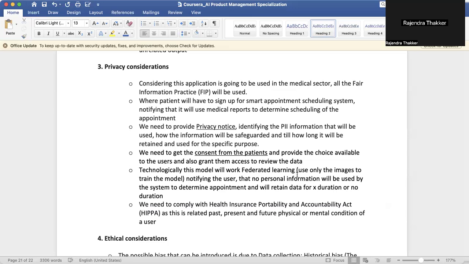As it is related to medical data, we need to comply with the Health Insurance Portability and Accountability Act, HIPAA, as this is related to the past, present, and future physical or mental condition of the user.